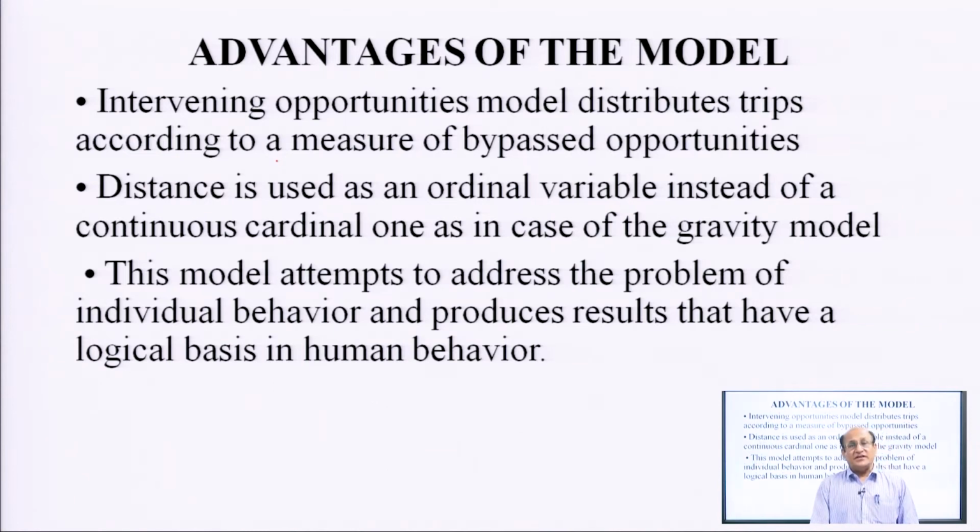Advantages of this model: the intervening opportunity model distributes trips according to measures of bypassed opportunity. Second, distance is used as an ordinal variable instead of a continuous cardinal one as in the case of the gravity model. Third, it has a logical basis in human behavior.